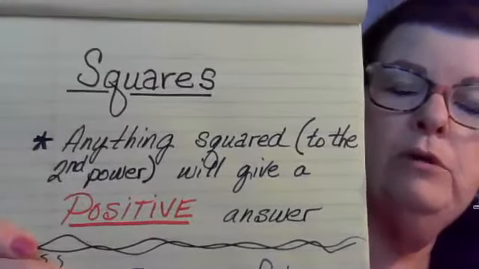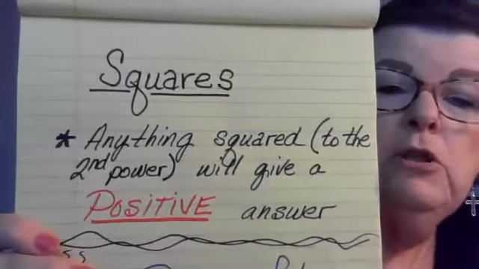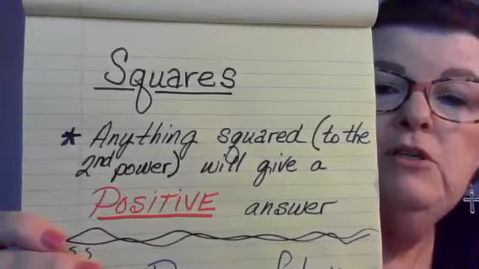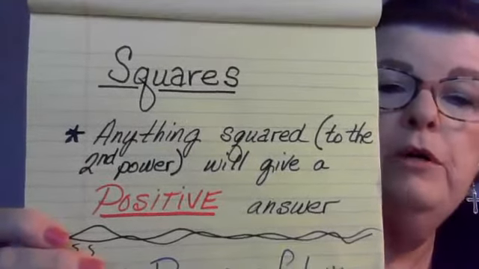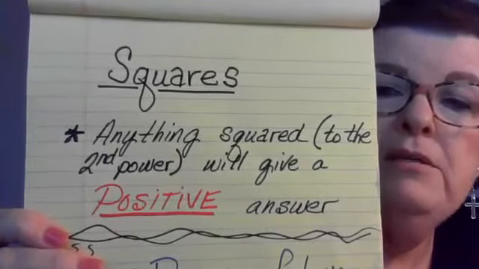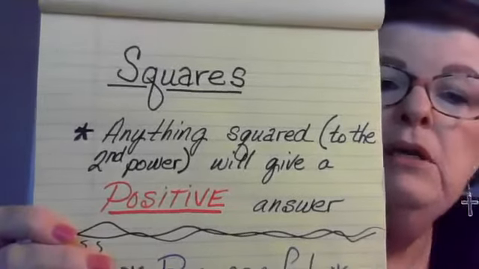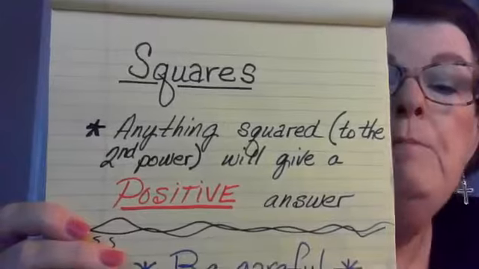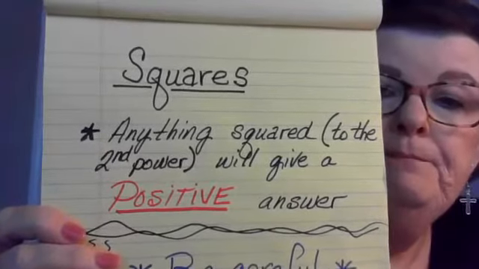Very, very important, and it will save you a lot of time, okay? Anything that you square, if it says 4 squared or -3 squared or 17 squared, anything to the second power will give you a positive answer. I know some of you have a terrible time about negatives and positives. So if you can remember, if it's a number squared, it will give you a positive answer.